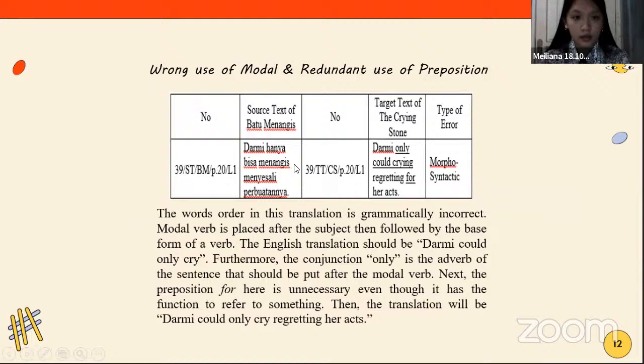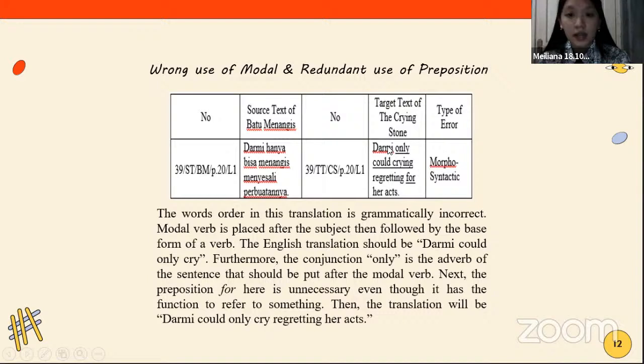And next is wrong use of modal and redundant use of preposition. It is considered as morphosyntactic. Here in the source text, Dermy hanya bisa menangis menyesali perbuatannya. And then the target text, Dermy only could crying, regretting for her ex. Of course, this is a problem with the word order. The word order is very bad, for me actually. So the word order in this translation is grammatically incorrect. The modal verb is placed after the subject, then followed by the base form of the verb.